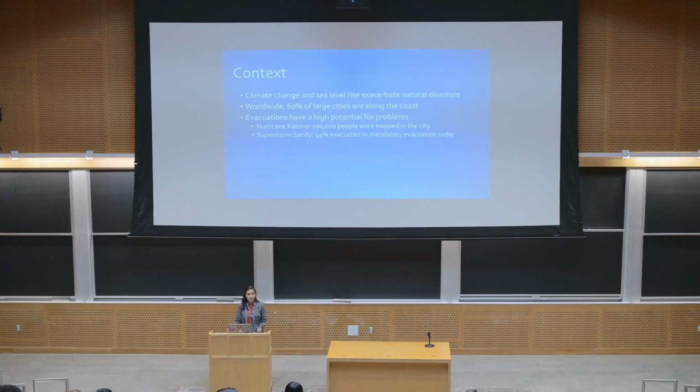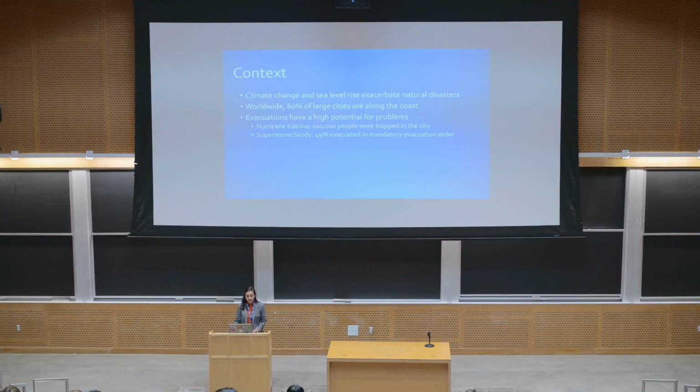But we've seen a lot of historical problems with evacuations. In Hurricane Katrina, 100,000 people were left behind in the city, mostly from marginalized communities that could have been better served through government interventions if there was a more clear understanding of how government interventions should help.